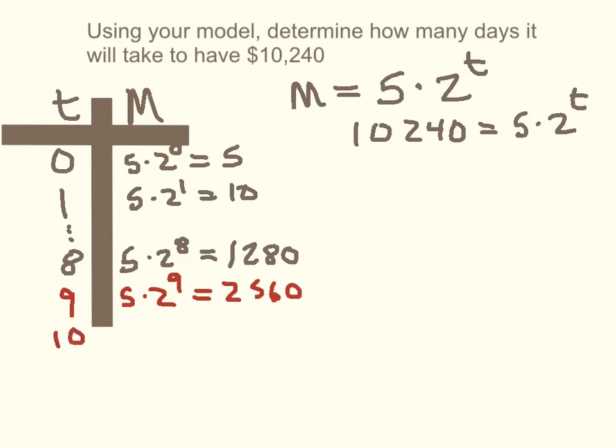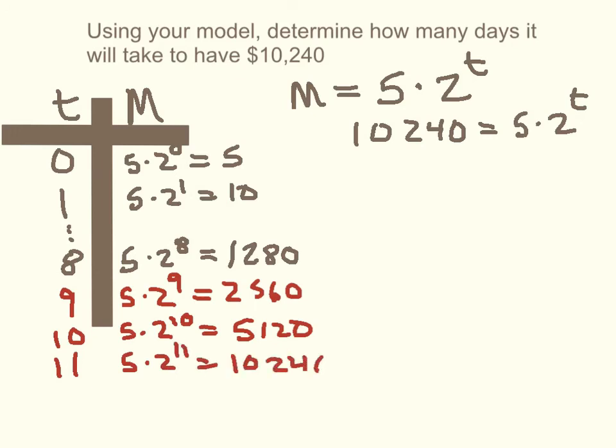Right? And I'm just going to continue this. Now, when I plug in 10, 5 times 2 to the 10th, I double that, I get 5,120. And let's try one more day here. When we plug in 11, we will have 5 times 2 to the 11th power. We get 10,240. That's what we were looking for right there.